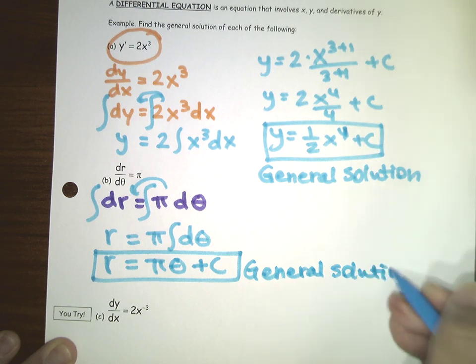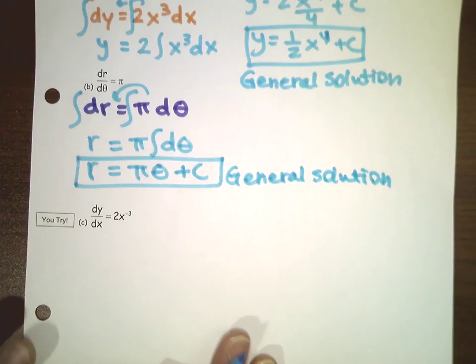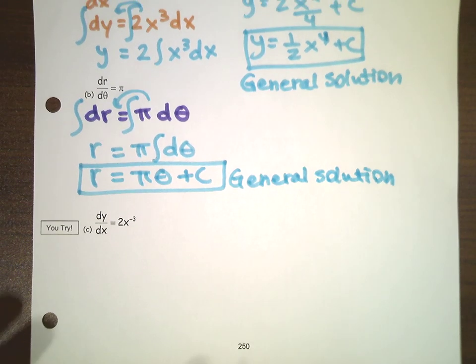Hopefully that makes sense of what is going on here, of why we needed the differentials and why we needed the antiderivatives. It's to actually figure out what the original function was that these differential equations were based off of. All right, so here's another one.